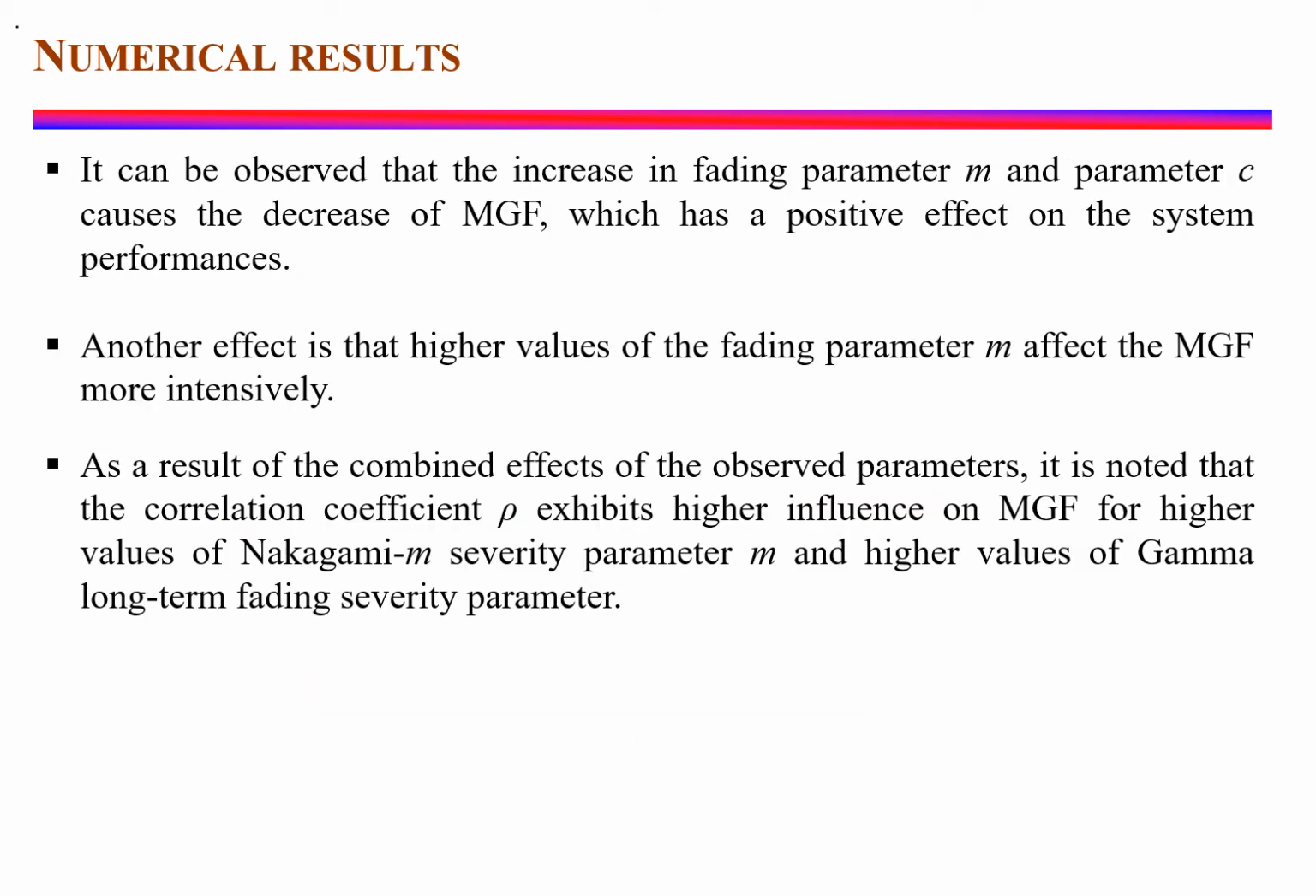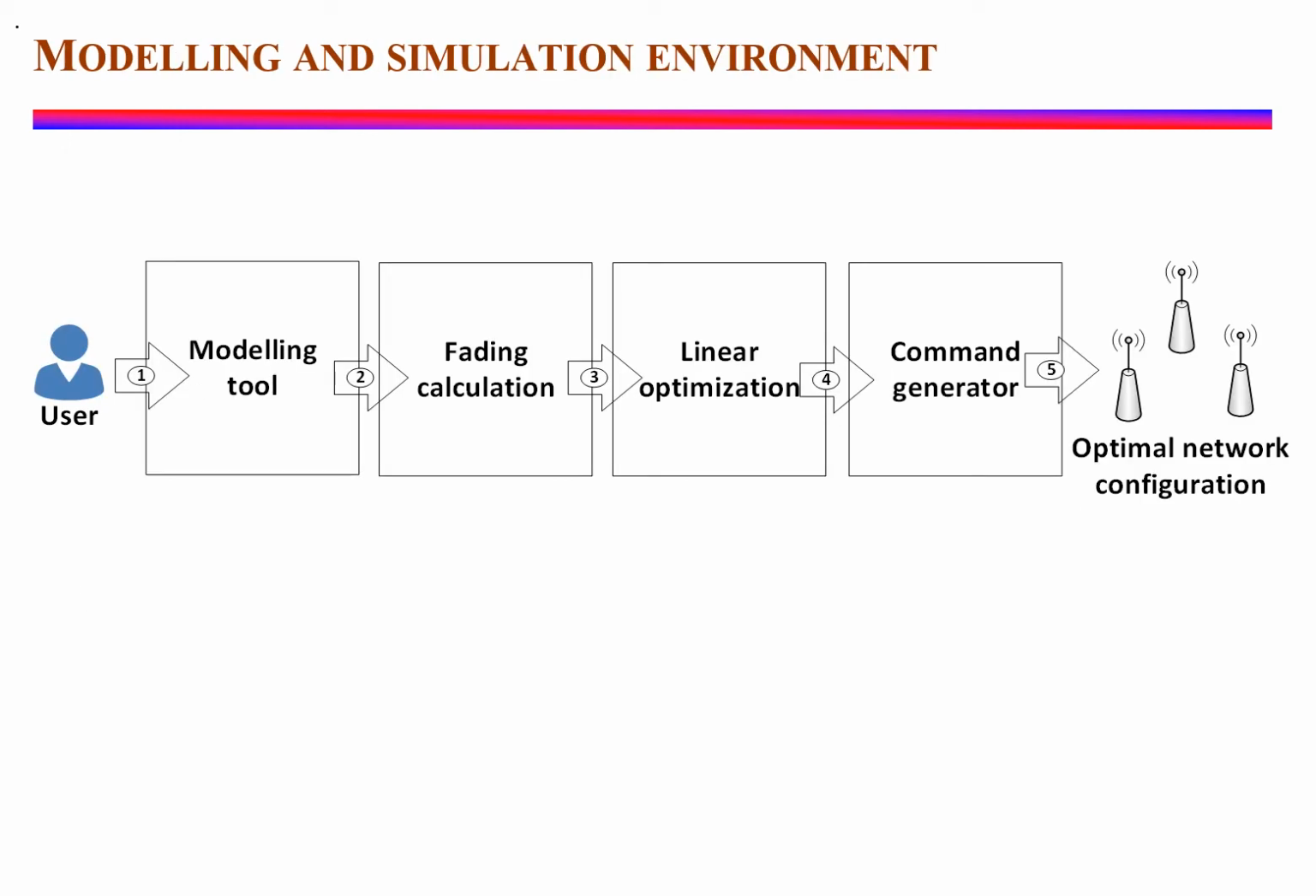It can be observed that for the increase of fading parameter m and parameter c, the decrease of moment generating function will be achieved, which has a positive effect on overall system performance. Another effect is that higher values of fading parameter m affect the moment generating function more intensively. As a result of the combined effects of the observed parameters, it is noted that the correlation coefficient ρ exhibits higher influence on moment generating function for higher values of Nakagami-m severity parameter m and higher values of gamma long-term fading severity parameter. Now let's take a look at the modeling and simulation environment.